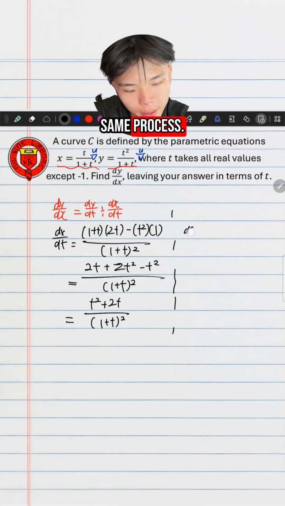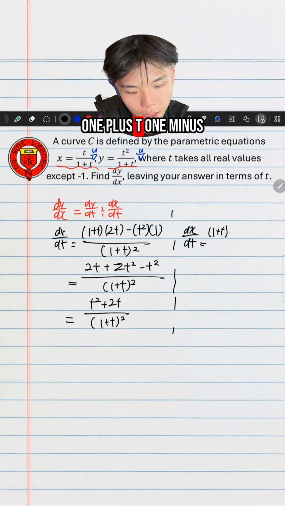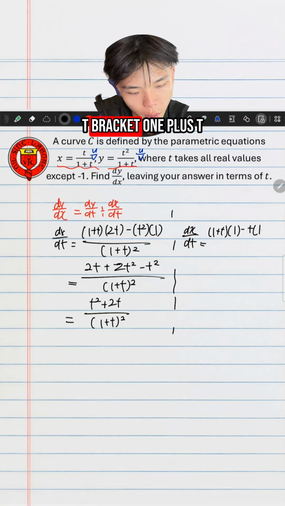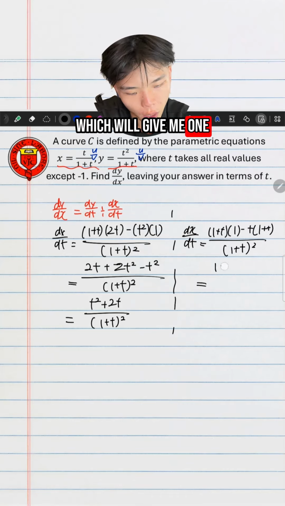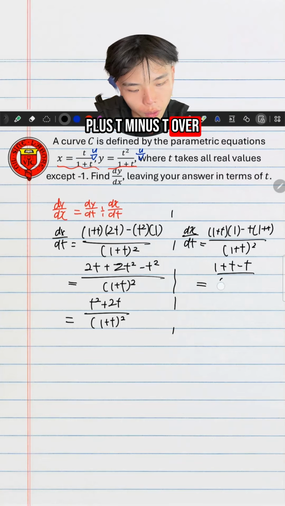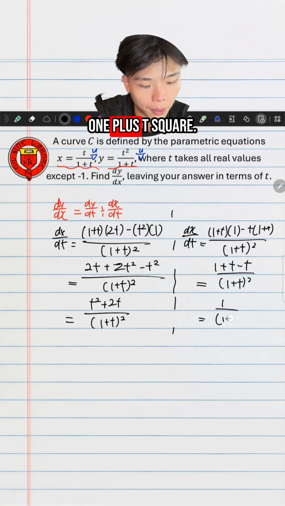Then again, the same process, I'm just going to differentiate the dx dt, and what I'll get is that I'll get 1 plus t, 1 minus t bracket 1 plus t over 1 plus t square, which will give me 1 plus t minus t over 1 plus t square, which eventually gives me 1 over 1 plus t square.